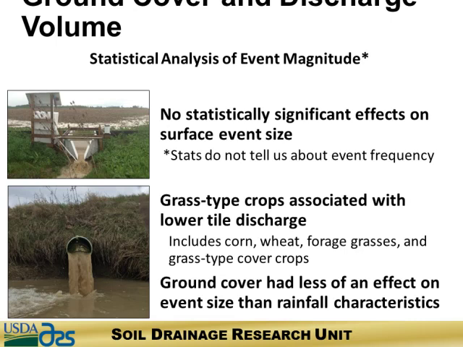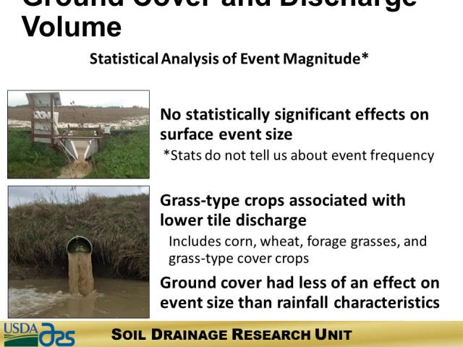And that is to say, the asterisk down there, it doesn't tell us about event frequency. So I'm not saying that if you have a cover crop you're going to see the same number of events. We don't actually know that from this statistical analysis, but what we do know is that once surface runoff is happening, the size of the event doesn't depend on if you have a cover crop out there or not.